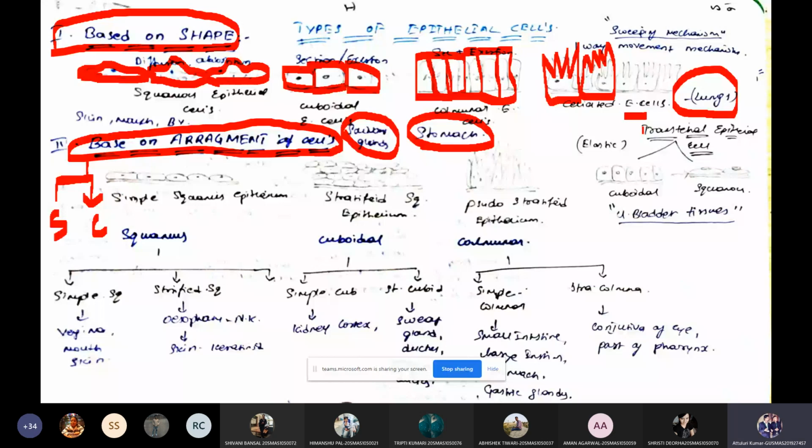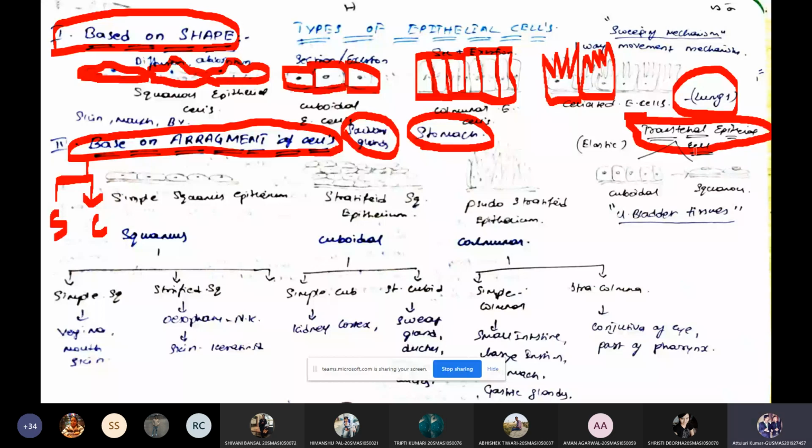Sometimes it will be in cuboidal shape and sometimes it will be in squamous shape. It will change its shape depending upon the requirement. Such shape-shifting cells are called transitional epithelial cells. Transitional epithelial cells will change their shapes.